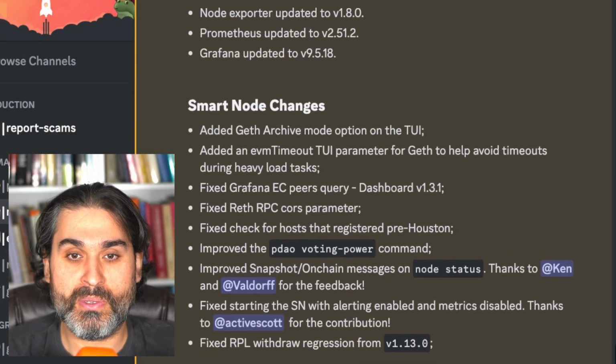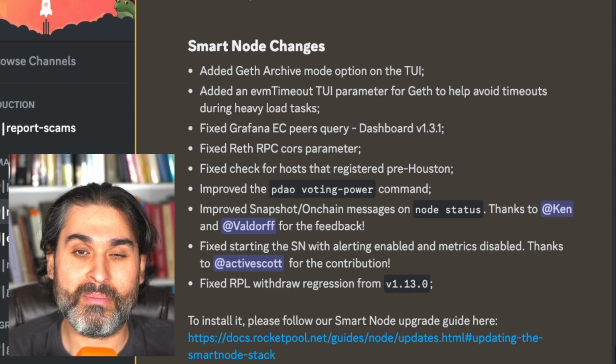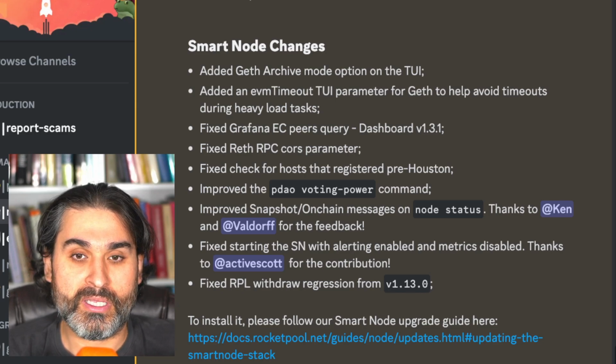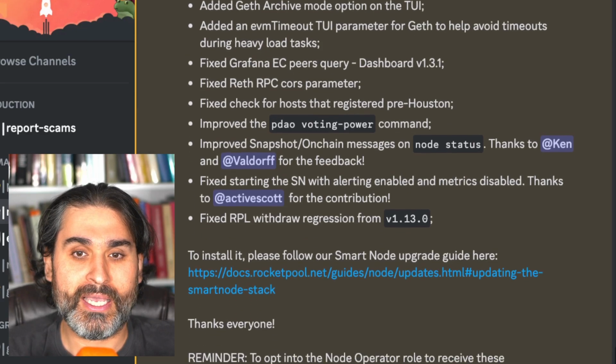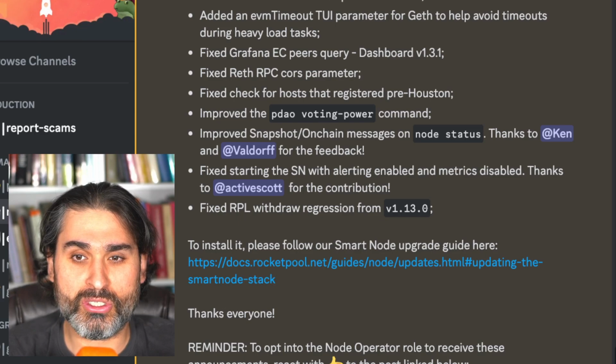With the smart node changes as well, we get gETH archive node mode option to the terminal user interface. We've also added EVM timeout TUI parameter for gETH to help avoid timeouts during heavy load tasks. Also, there's some Grafana execution client peers query that's been fixed, and the rETH RPC cause parameter as well. Fixed checks for the host that registered pre-Houston, and improved the PDAO voting power command. Improved snapshot on-chain messages on node status.